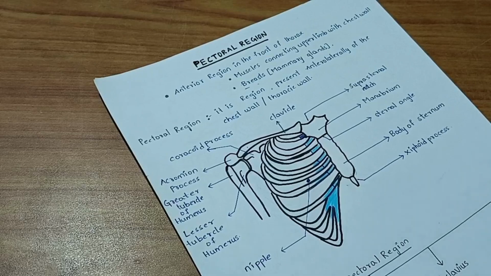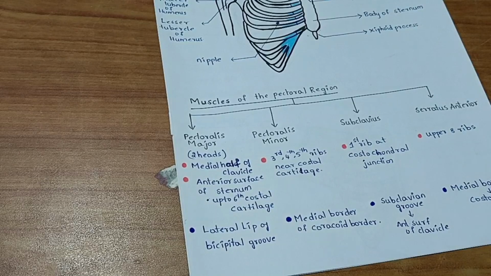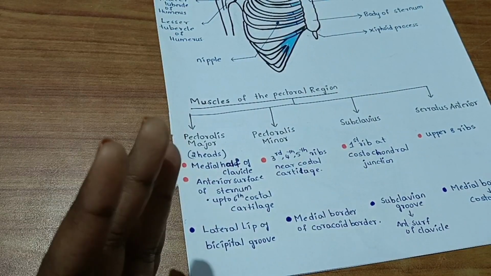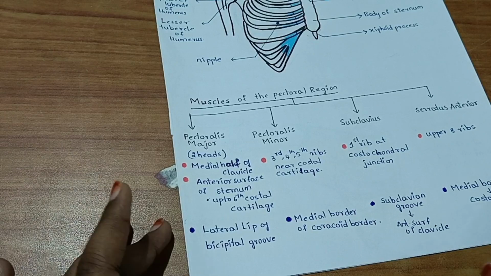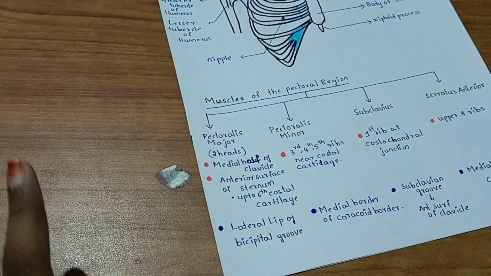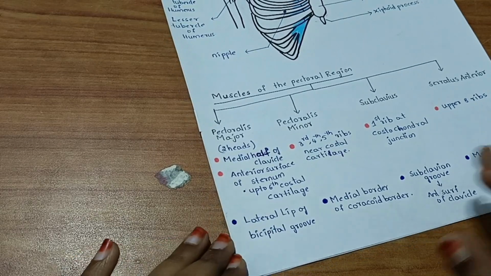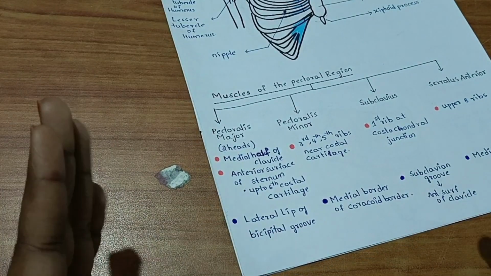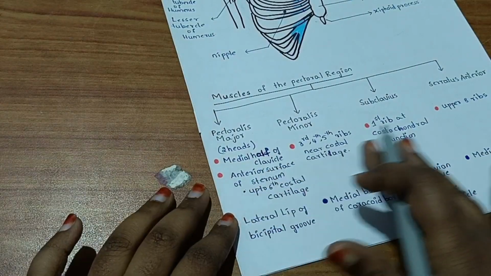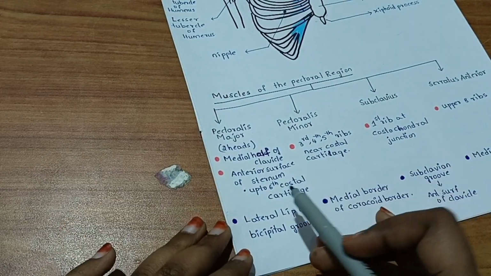Let's see the muscles of the pectoral region. As I said, there are four major muscles of the pectoral region: pectoralis major, pectoralis minor, subclavius and serratus anterior. Pectoralis major is the major muscle in the pectoral region, hence major. There is another, minor muscle. The pectoralis major contains two heads. We will discuss all these muscles in a diagrammatic way, but here you have to listen first.